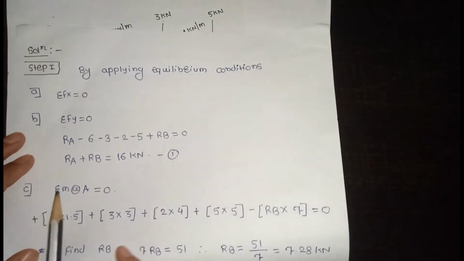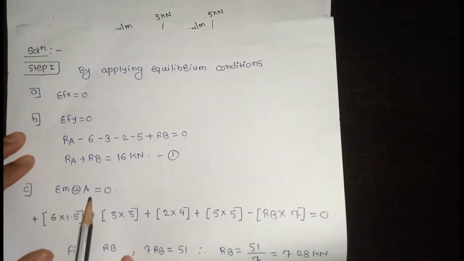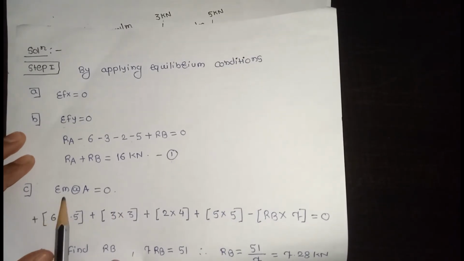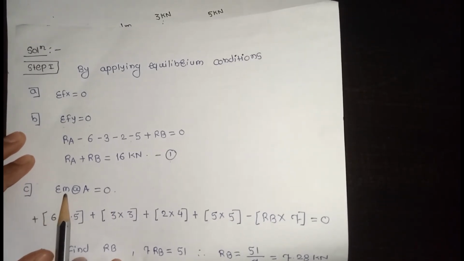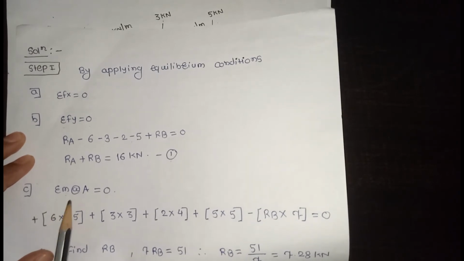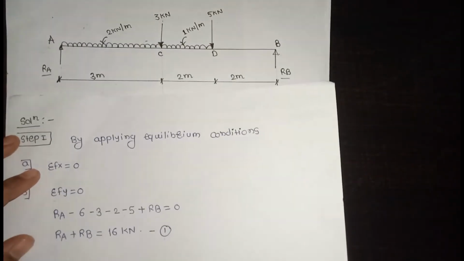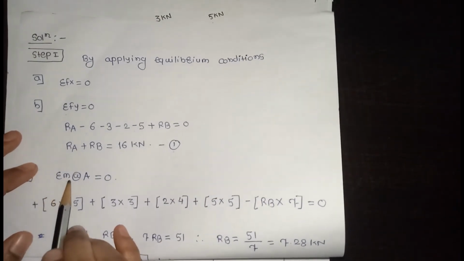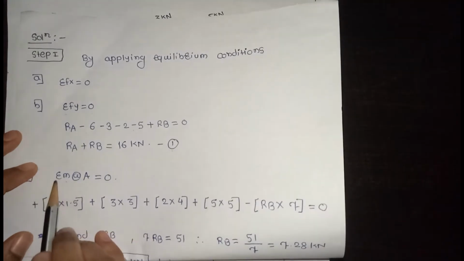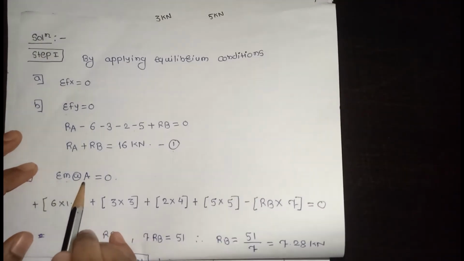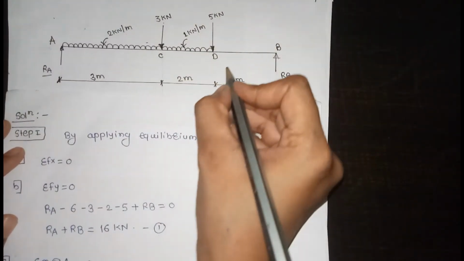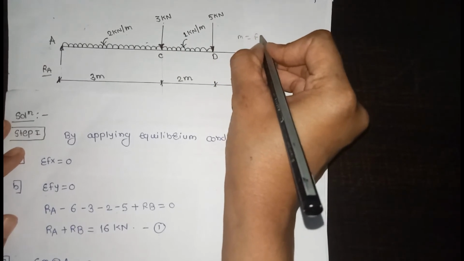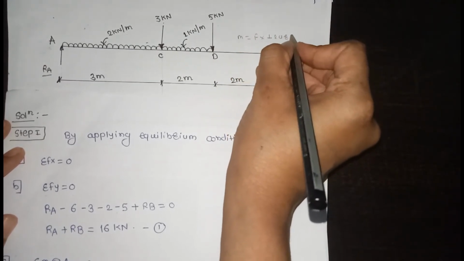Then the third condition is summation moment at point A is equal to 0. Then we have to know what is meant by moment. Moment is the force into perpendicular distance. So summation moment at point A is equal to 0, meaning the algebraic sum of all the moments at point A is equal to 0. So first of all, moment is equal to force into perpendicular distance.